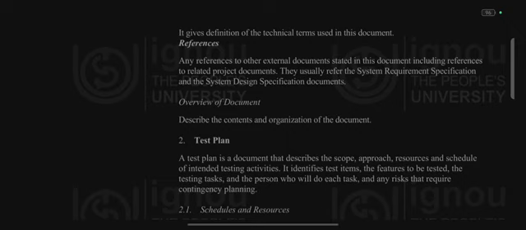Test plan. A test plan is a document that describes the scope, approach, resources, and schedule of intended testing activities. It identifies test items, the features to be tested, the testing tasks, and the person who will do each task, and any risk that requires contingency planning.